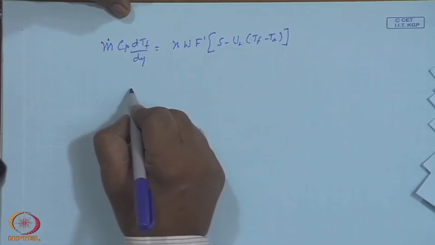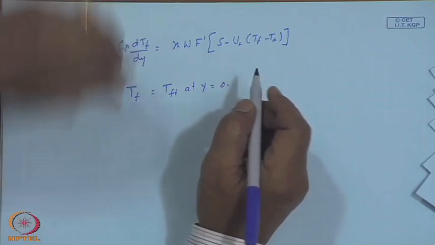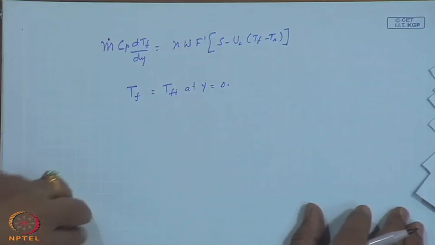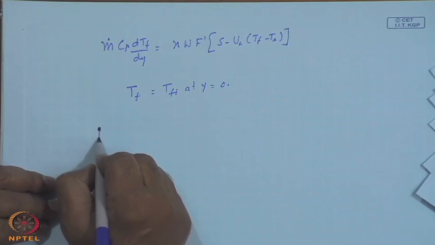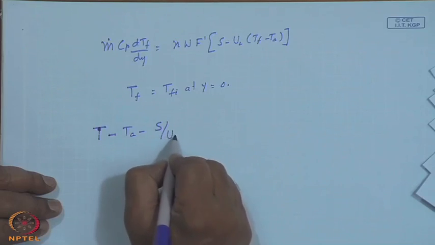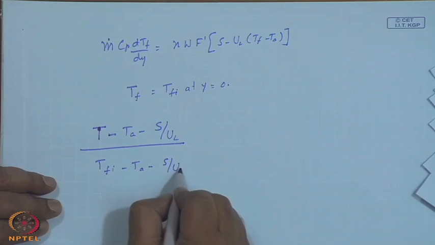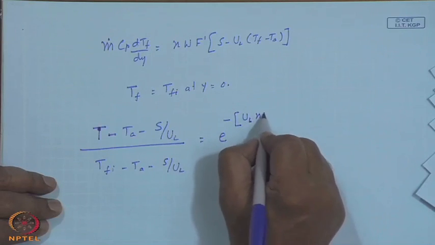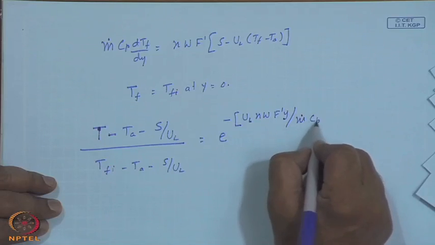the one boundary condition that you will be requiring will be T f equal to T f initial at y equal to 0. The temperature at which the fluid enters is the boundary condition needed here. So, it is simple to integrate, it is a first order equation only. So, you can, and T a and S are assumed to be constant along with your U L, T f minus T a minus S upon U L by T f i minus T a minus S upon U L will be exponentially decaying, U L n W F dashed y by m dot C p.